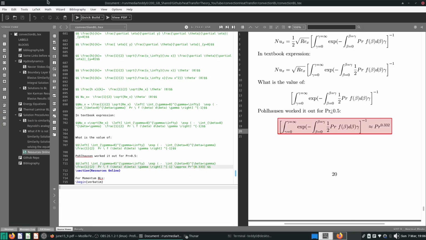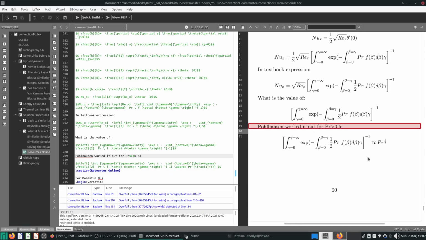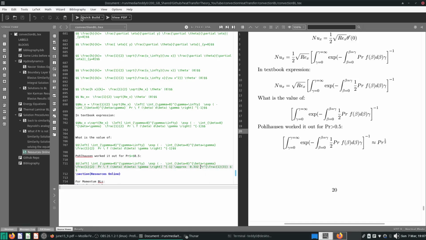Let's put a 0.333 then, or maybe just 1/3 will do. Fraction 1/3. Alright, there you go. For Prandtl number more than 0.5, it is approximately this value. You can use the correlation.